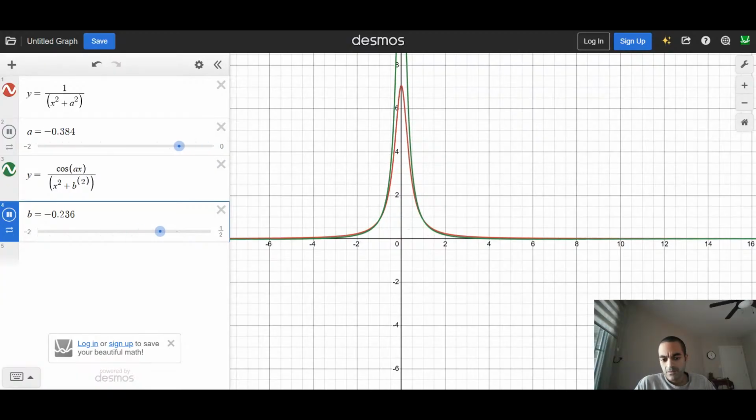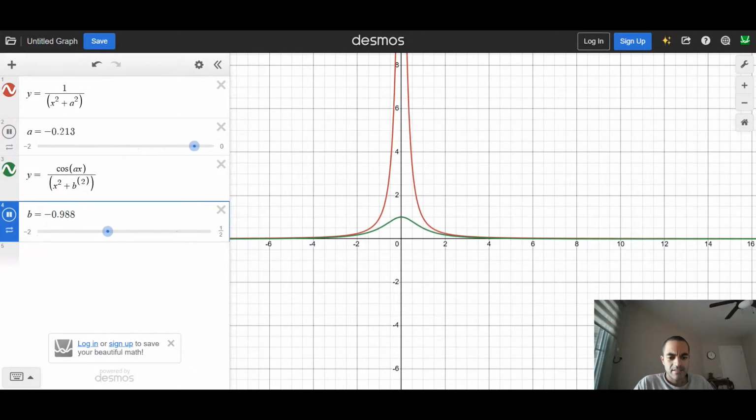The shape looks somewhat like a bell curve. They're not bell curves, though. Bell curves would mean that if it was y equals e to the negative x squared, it would have been a bell curve, okay? So it's not a bell curve. The other function, too, is not a bell curve. It's some sort of trigonometric function divided by x squared plus b squared.